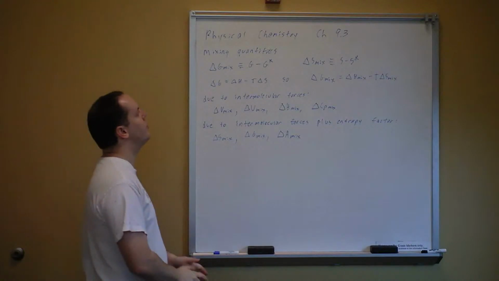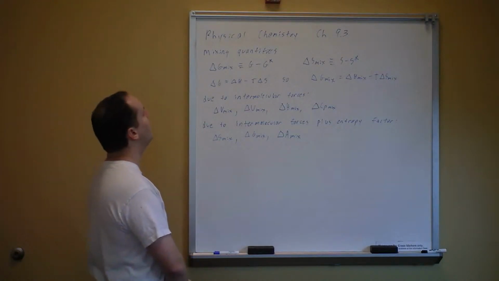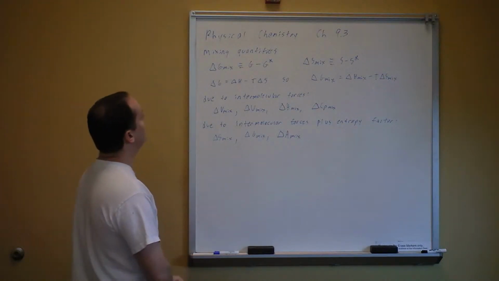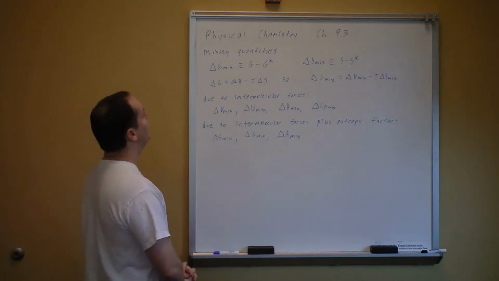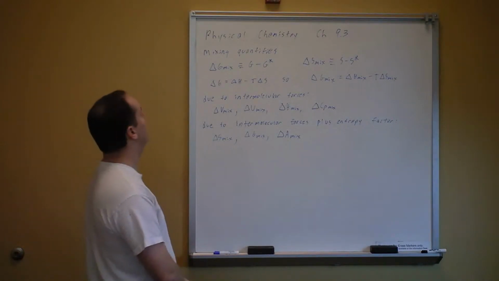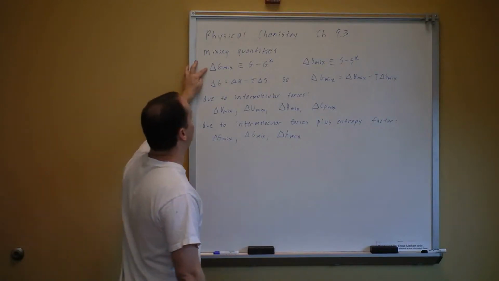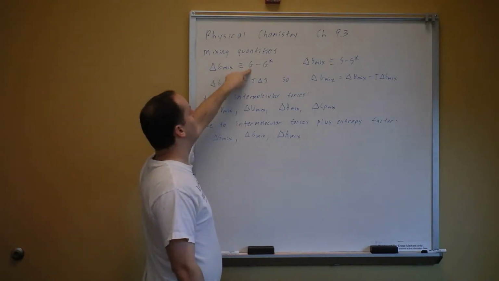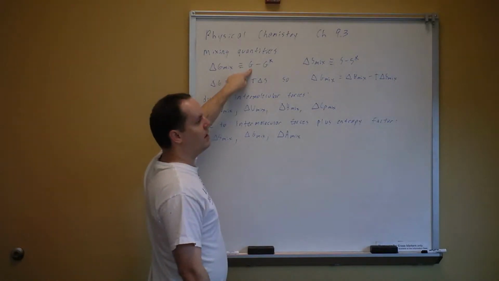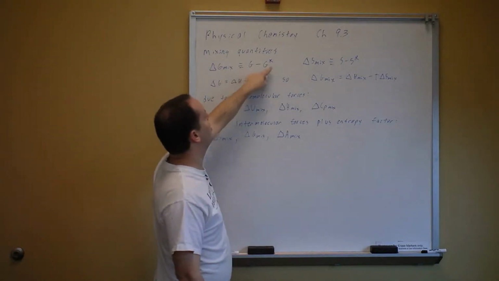Continuing on physical chemistry, chapter 9, this is section 3. This is everything of section 3 we're going to talk about. There are basically different types of mixing quantities, quantities that change when you mix them. For example, there's the change in Gibbs free energy of mixing, and that's defined as just the Gibbs free energy after minus the Gibbs free energy before.